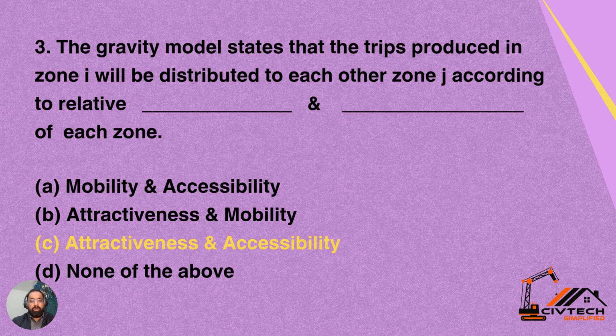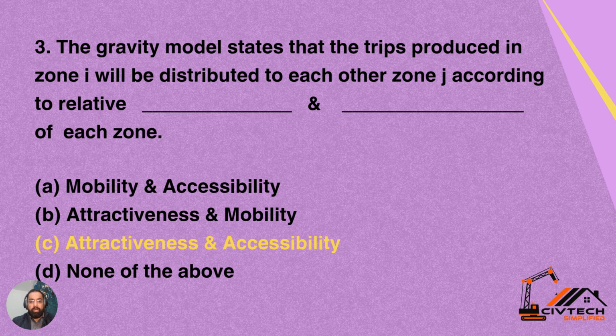Question 3. The gravity model states that the trips produced in zone I will be distributed to each other zone J according to relative dash and dash of each zone. Option A, mobility and accessibility. Option B, attractiveness and mobility. Option C, attractiveness and accessibility. Option D, none of the above. So C is the correct answer, attractiveness and accessibility.